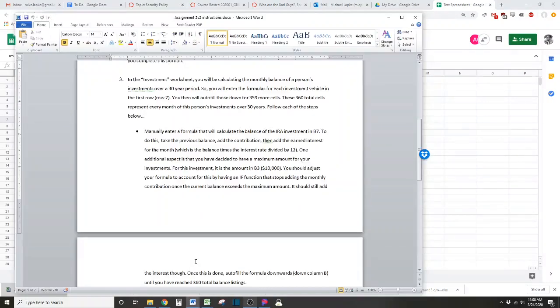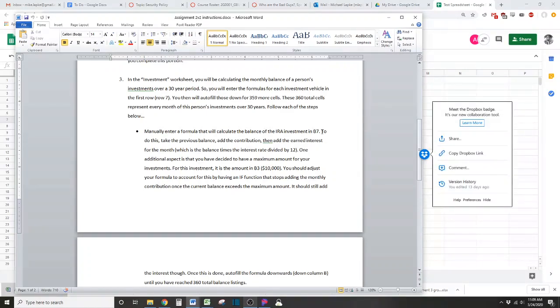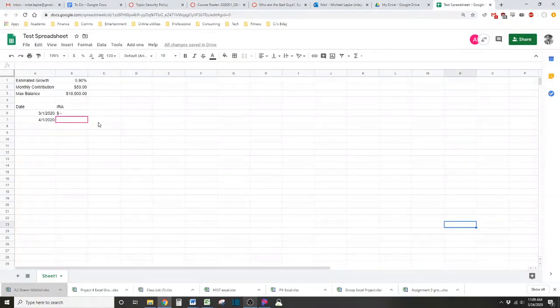Right now I'm going over to the assignment description, and I'm reading out where it says manually enter a formula that will calculate the balance of the IRA investment in B7. To do this, take the previous balance, add the contribution, and then add the earned interest, which is the previous balance times the interest divided by 12. I'm explaining to her that this second sentence of that bullet point is referring to cells. For example, the previous balance is just the cell that has the previous balance, which is the cell directly above the cell you're working in. And that's a balance that will float and change as each month goes.